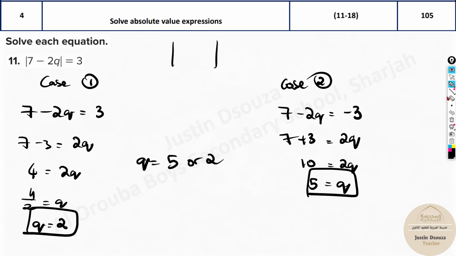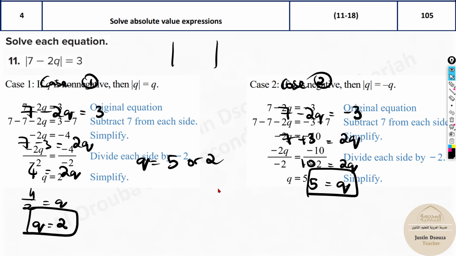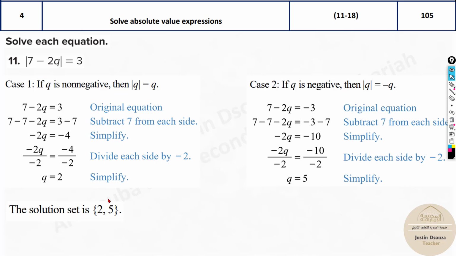So this will be our answers. There are two answers. You can see the solution set is 2, 5. That's how we get this answer. Okay, there are two solutions while solving.